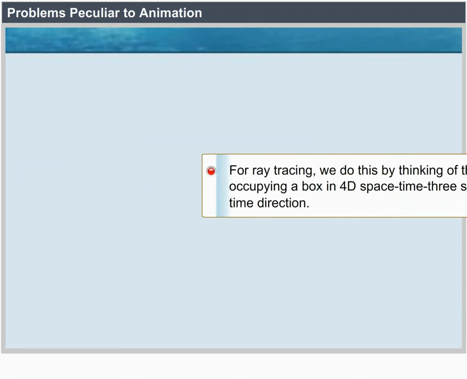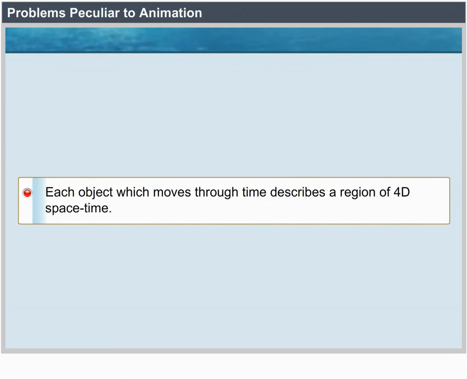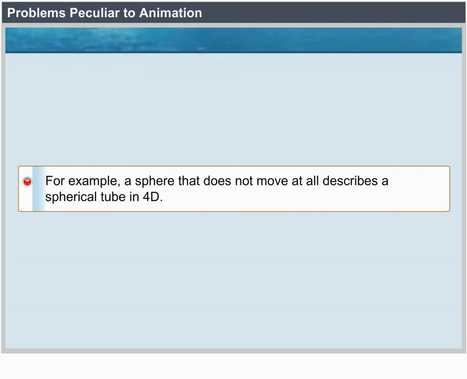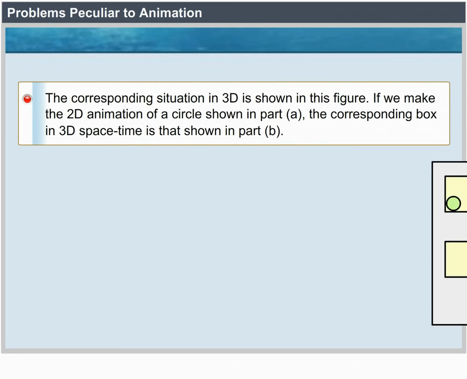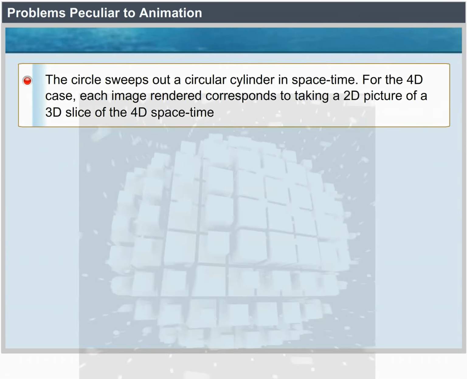For ray tracing, we do this by thinking of the entire animation as occupying a box in 4D space-time: 3 spatial directions and 1 time direction. Each object as it moves through time describes a region of 4D space-time. For example, a sphere that does not move at all describes a spherical tube in 4D. The corresponding situation in 3D is shown in this figure. If you make the 2D animation of a circle shown in part A, the corresponding box in 3D space-time is that shown in part B. The circle sweeps out a circular cylinder in space-time.